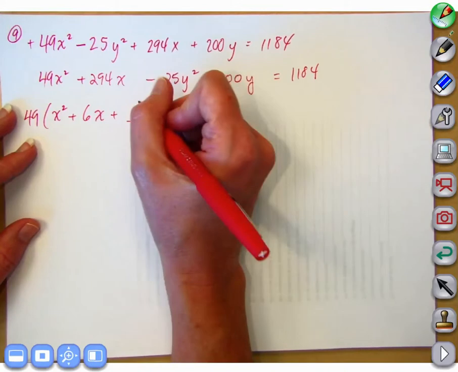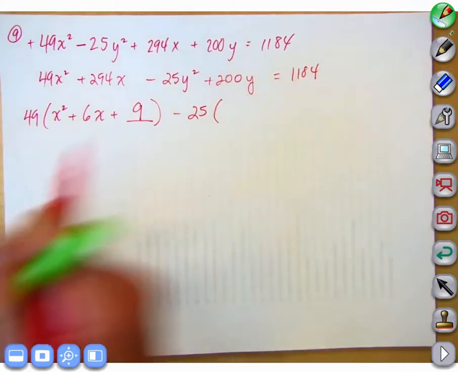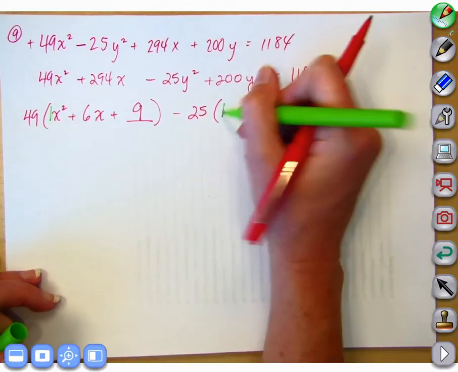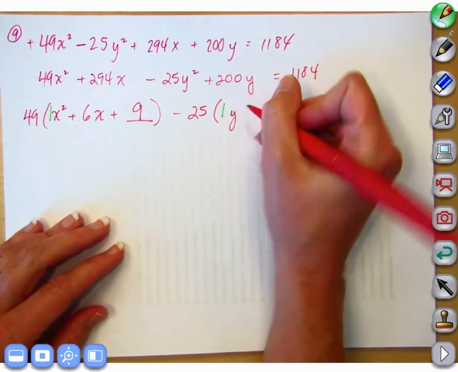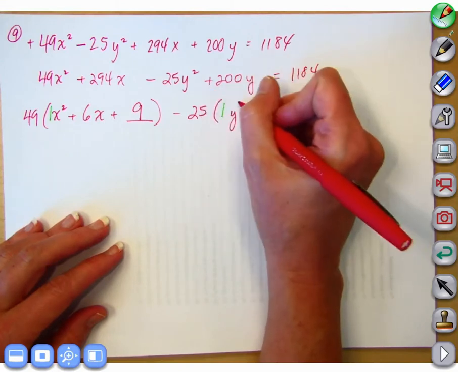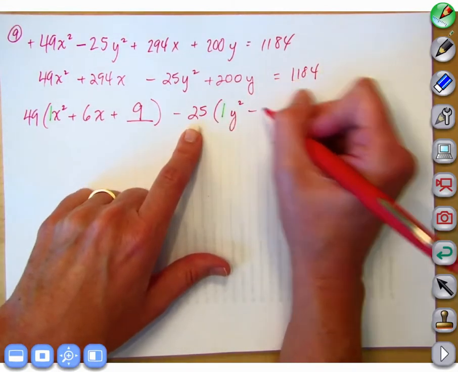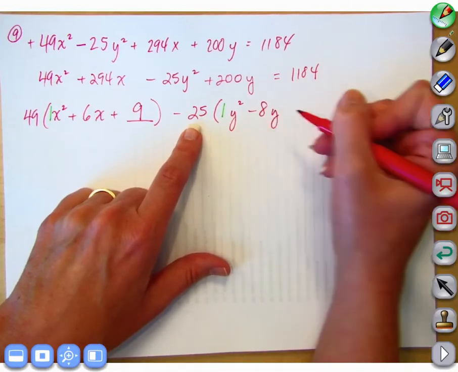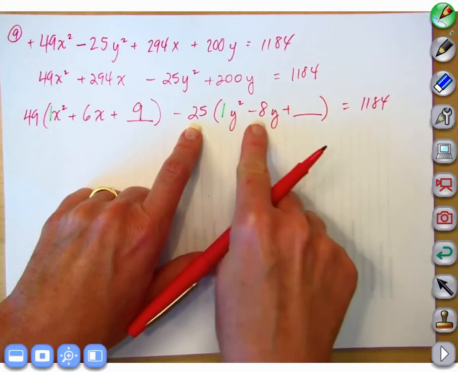3 squared is 9. Take out the 25, because remember, we have to have a coefficient of 1 in order to complete the square here, both times. So taking out the negative 25, 200 divided by negative 25 is negative 8y. So complete the square there. Half of 8 is 4.